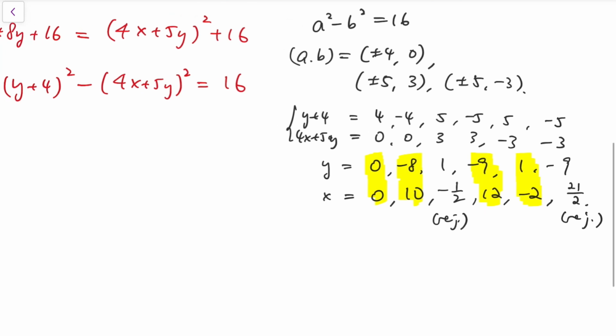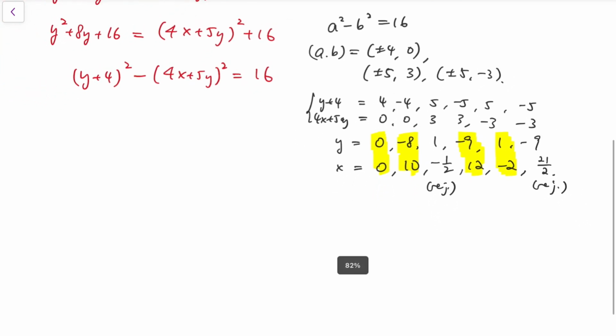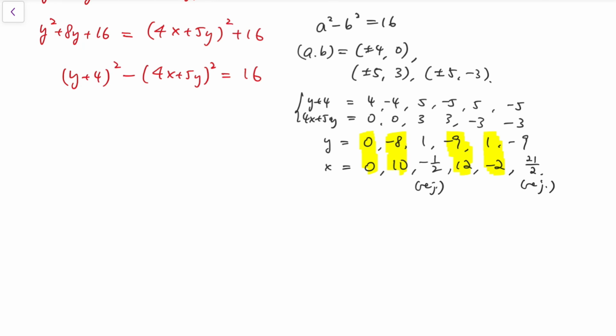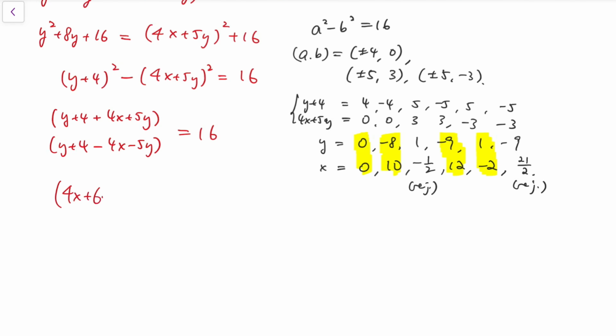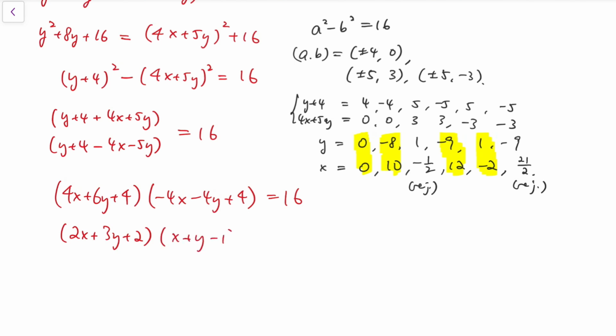We can choose to do this, or we factorize the difference of squares at the left, so then we have y plus 4 plus 4x plus 5y all multiplied by y plus 4 minus 4x minus 5y equals 16. So simplifying, we have 4x plus 6y plus 4 all multiplied by minus 4x minus 4y plus 4 equals 16. Then we have 2x plus 3y plus 2 multiplied by x plus y minus 1 equals minus 2.